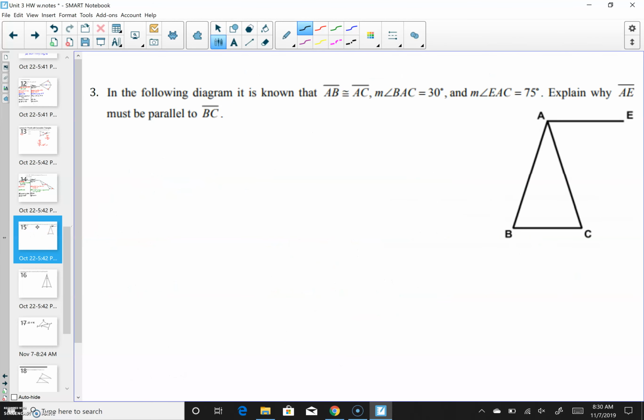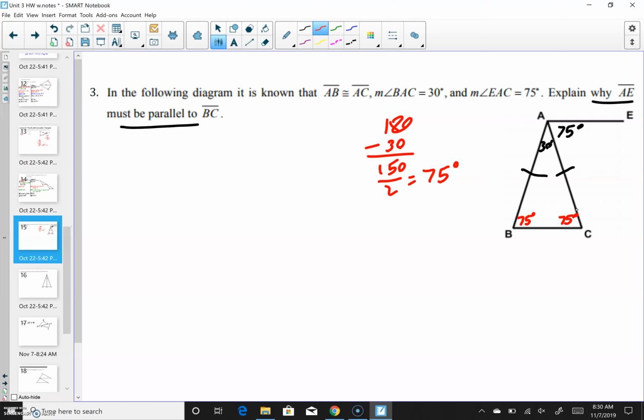In the next one, in the following diagram, it is known that AB is congruent to AC. So that gives us our isosceles triangle. Angle BAC is 30 degrees, and angle EAC is 75 degrees. Explain why AE must be parallel to BC. This is kind of how we're going to work into our next lesson, but let's solve this first. If we look at our isosceles triangle, we can do 180 minus 30. That gives us 150. If we divide that by 2, each of our base angles is going to be 75 degrees.